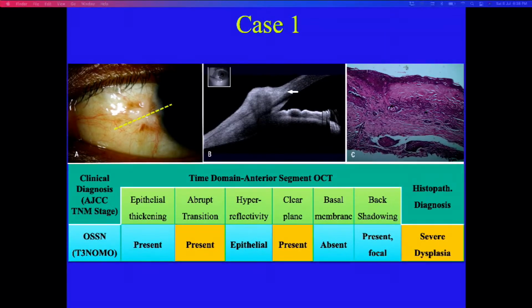Now, this was the lesion that you see on there, and that's where the scan has been taken. This is what it shows, and whatever characteristics I talk about, they have been lined up here, and whichever we thought was present, we have actually named them. So there was abrupt transition, hyperreflectivity was epithelial, there was a clear plane that was present as shown here, but then there was no basal membrane, backshadowing was absent, and the histopathology.